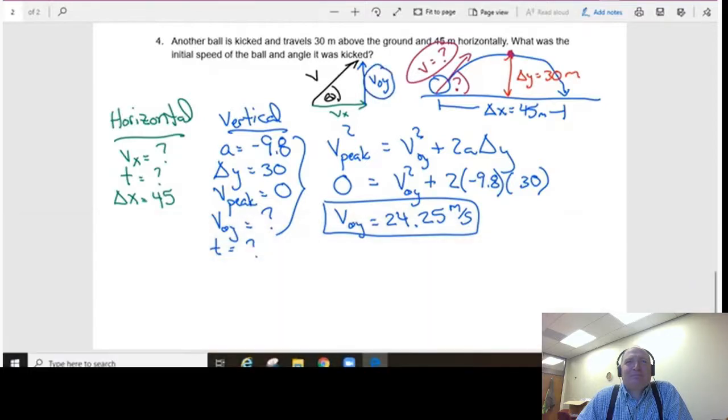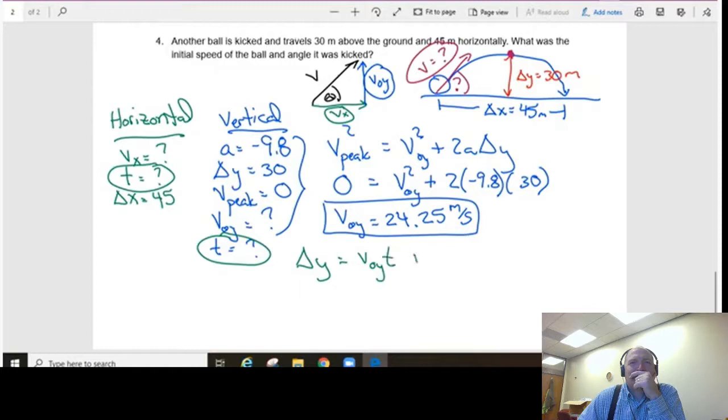All right, I still need to figure out this part, the vx. But in order to do that, I need the time. Where can I get that from? I can get that from the vertical information. Okay, so let's see, how can I figure this out using the time? Okay, I can do it 2 ways. I can say delta y is equal to v naught y t plus 1/2 at squared. Or I can say delta y is equal to 1/2 v plus v naught times t. And either one will work.